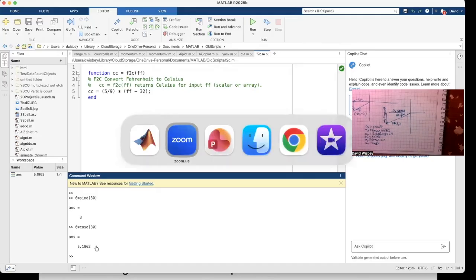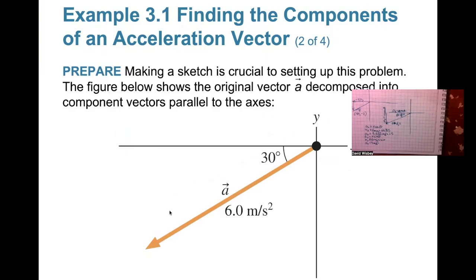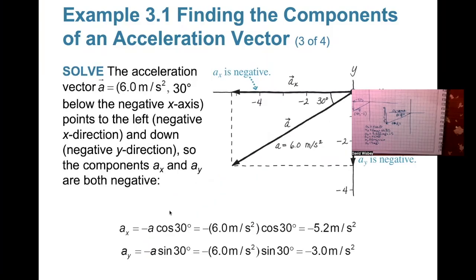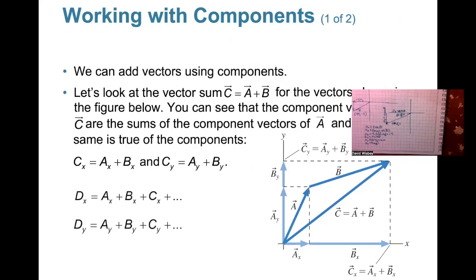All right, so what do we got here? Yep, they did the same thing. We got the right answer, and those are both negative. Yes, we forgot the negative sign there. Those are both negative because it is pointing downwards and to the left.